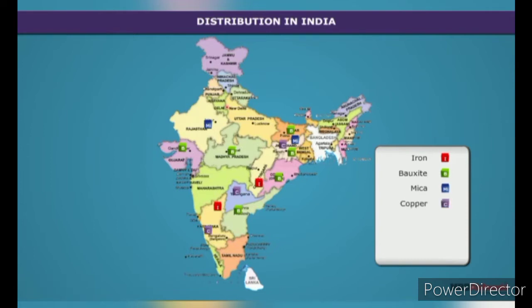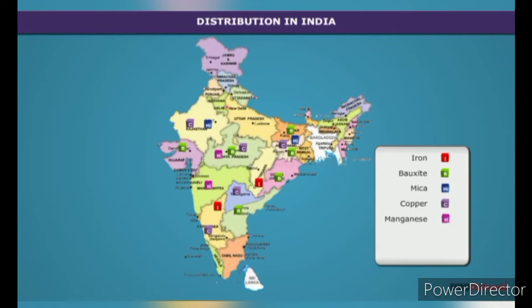Copper. Copper occurs in crystalline rocks on the peninsular plateau. About 90% of the reserves are concentrated in Jharkhand, Andhra Pradesh, Rajasthan, Karnataka, and Madhya Pradesh.